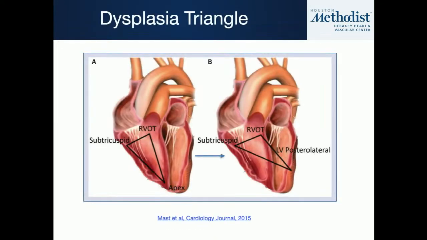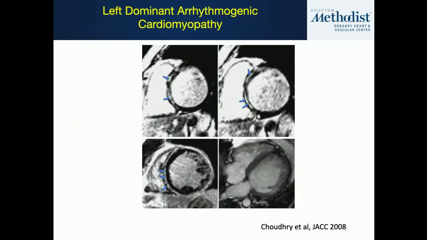We've now also learned that in addition to the classic RV cardiomyopathy, there's also an arrhythmogenic LV cardiomyopathy, and it can affect portions of the left ventricle. Here's an example of a case of left-dominant arrhythmogenic cardiomyopathy, where it's often been described that the LGE pattern you see is almost a ring-like pattern of hyperenhancement.